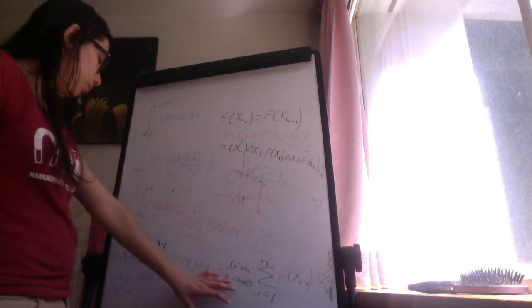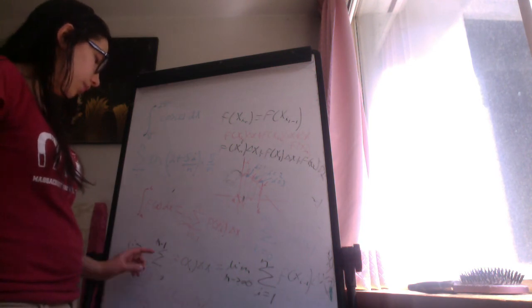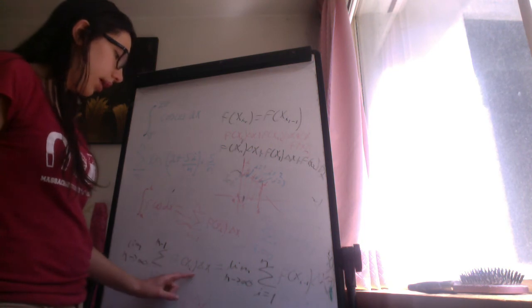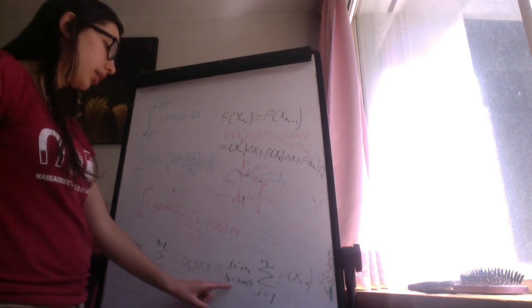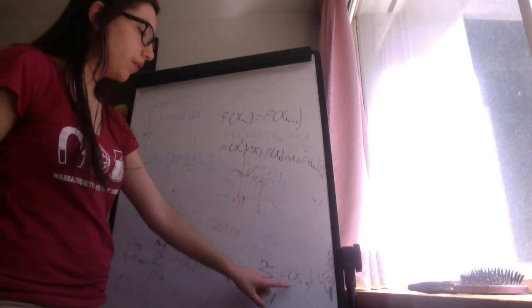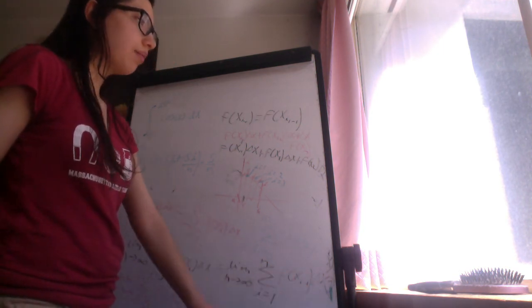The left Riemann sum will be the limit as n approaches infinity of the summation from i equals 0 to n minus 1 of f of x sub i delta x, equals the limit as n approaches infinity of the summation from i equals 1 to n of f of x sub i minus 1 times delta x.